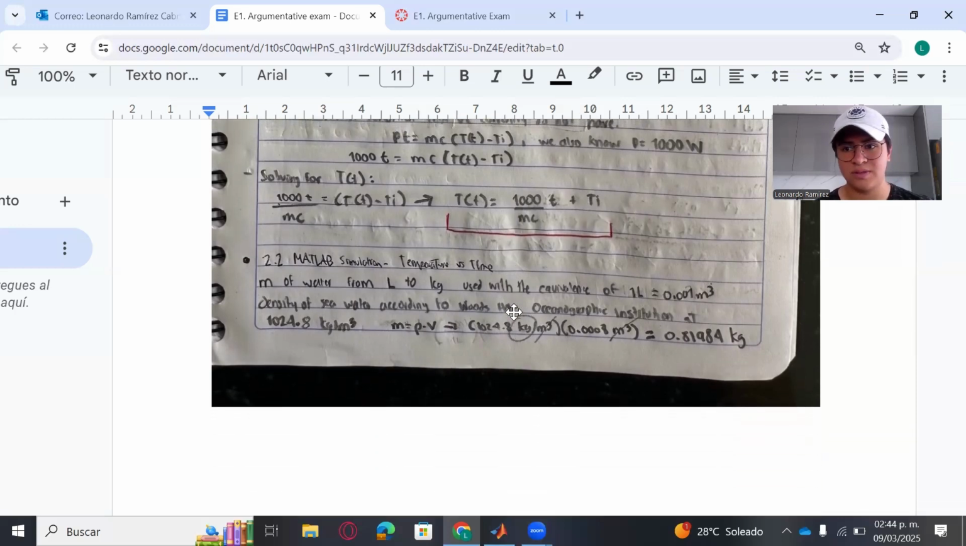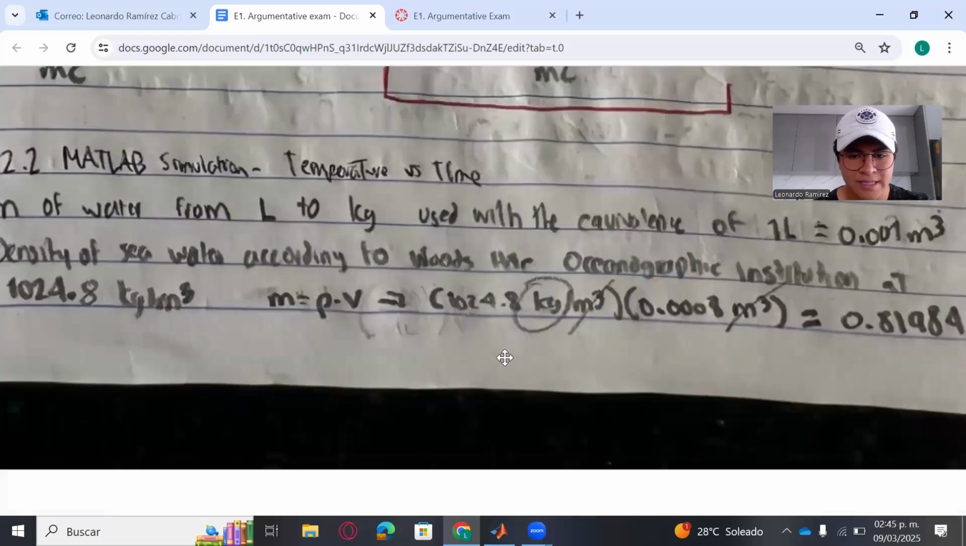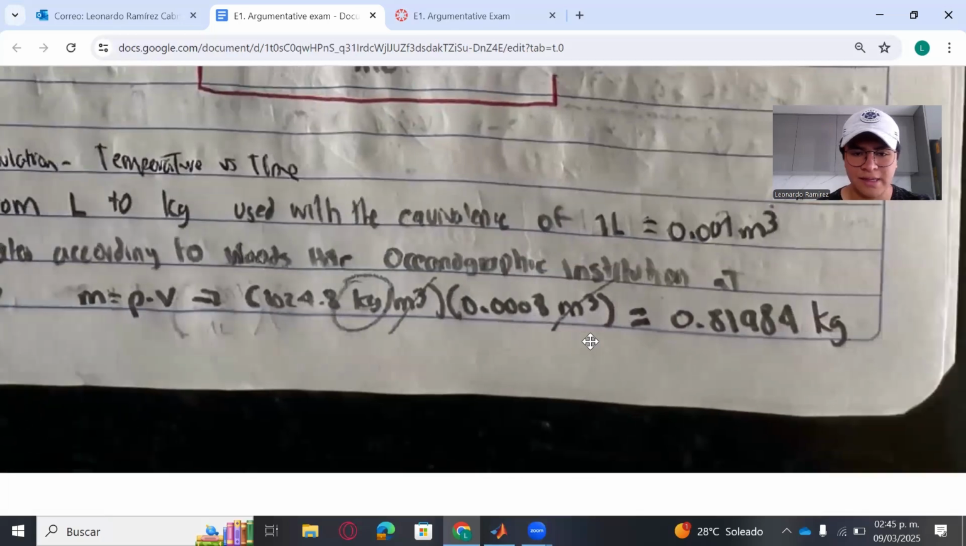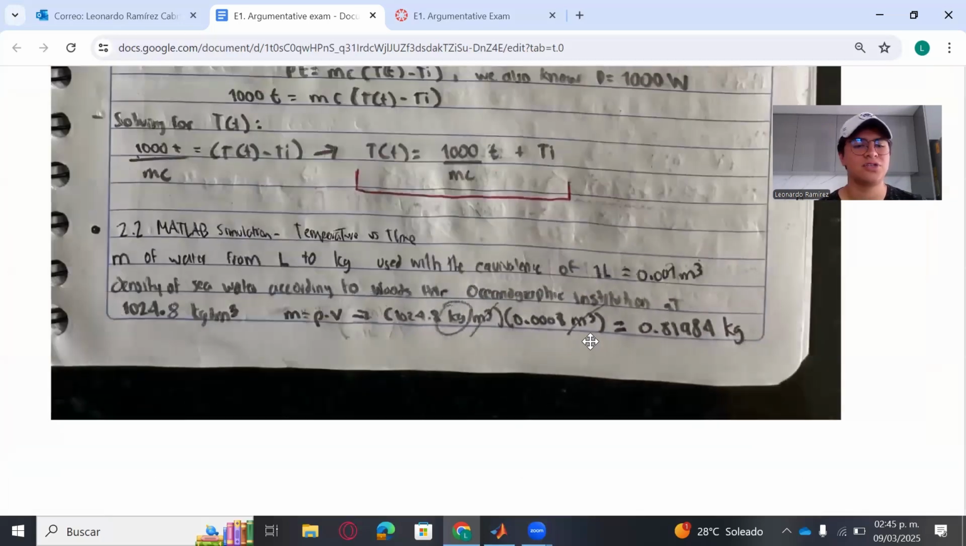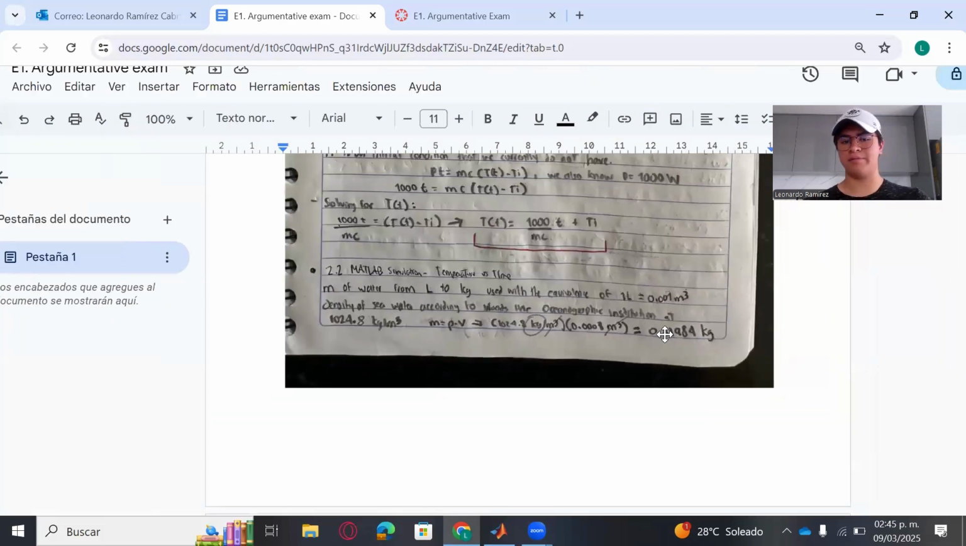It is important to mention that the density of seawater, according to the Woods Hole Oceanographic Institution, is this. So we are given the value in liters, but we wanted it in kilograms. So we can use the equivalents for liters and meters cubed. And we can also find directly the mass, which is at the end really near to the 0.8 liters that we were given in the beginning of the problem.